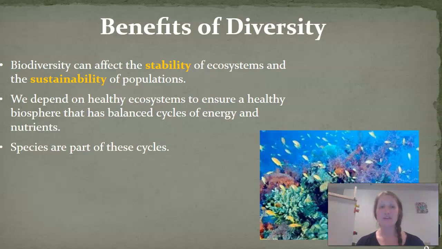So the benefits of biodiversity: we look at the stability of ecosystems and the sustainability of populations. So again, we are counting on healthy ecosystems to ensure a healthy biosphere. So we look at, again, the water cycle, nitrogen cycle, phosphorus cycle, carbon cycle. Everything has to play its own role. We know that we are major contributors to the disruption of the carbon cycle with our release of greenhouse gases into the atmosphere. So that's actually one of the things that we look at: how are we disrupting biodiversity by doing that?